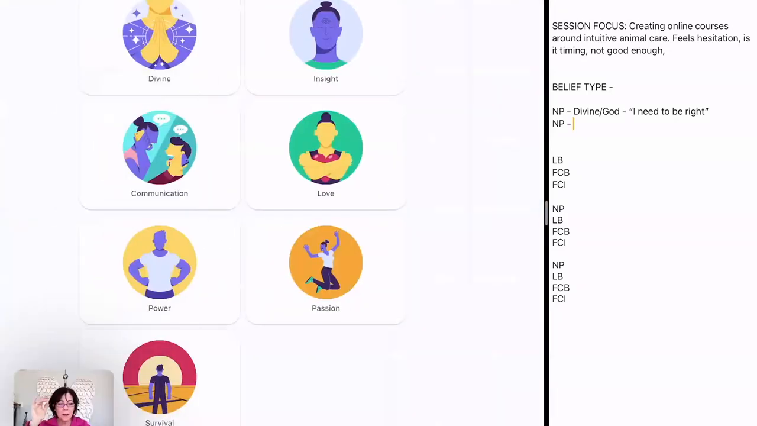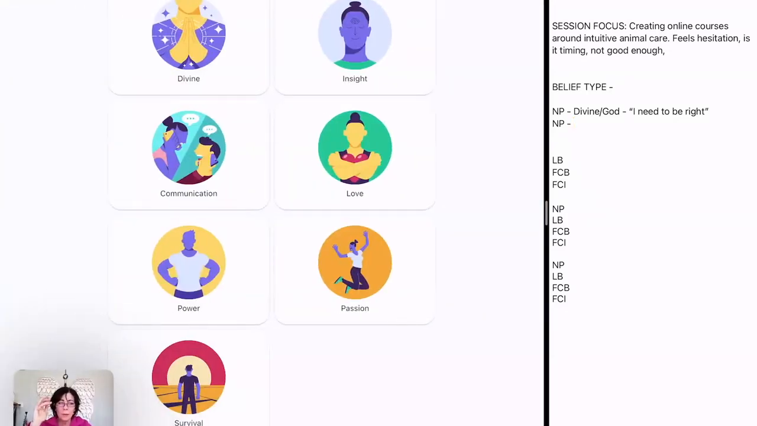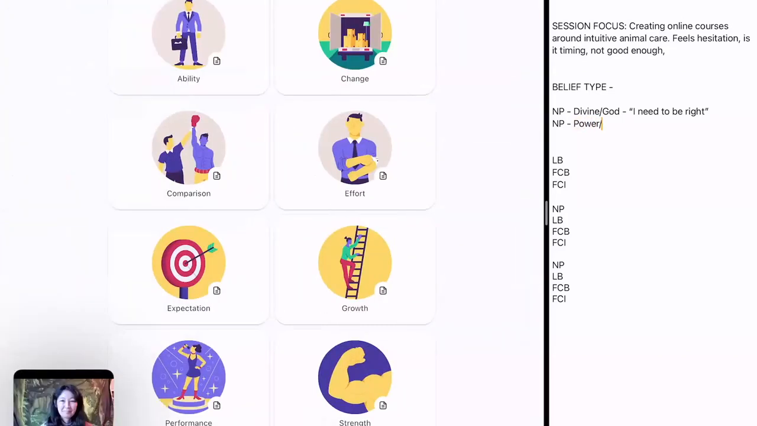Is there another negative program? Yeah. Okay. So this time to the right? Nope, to the left. Divine communication power. Okay, so this is solar plexus, right? Mm-hmm. Now right side, left side, not right side. So is it change, effort, growth, strength? Okay, so let's find it.